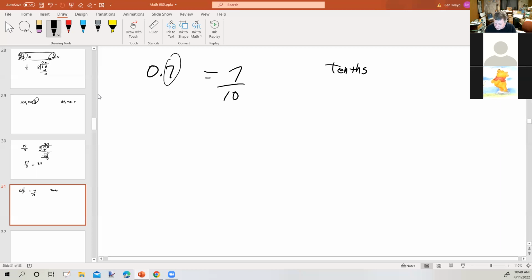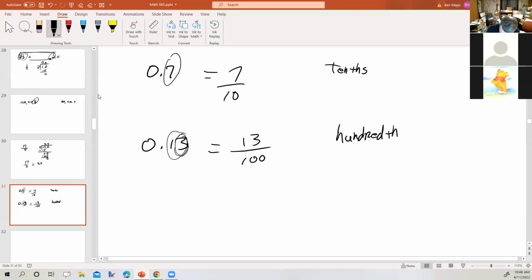Any questions about how I got there? Okay, let's say we have 0.13. Well, the correct name for it: you have 13, and what's the name of the last placeholder to the right? Hundredths. So this is 13 hundredths. Okay, any questions about that?